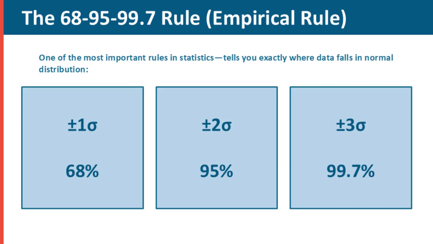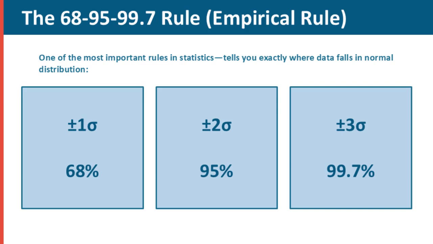99.7% falls within 3 standard deviations. For our example, 99.7% falls between 55 and 145. Anything beyond 3 standard deviations is genuinely considered extreme. And here is why this matters practically. If you know something is normally distributed and you know its mean and standard deviation, you instantly know where almost all the data is. No fancy calculations are required.